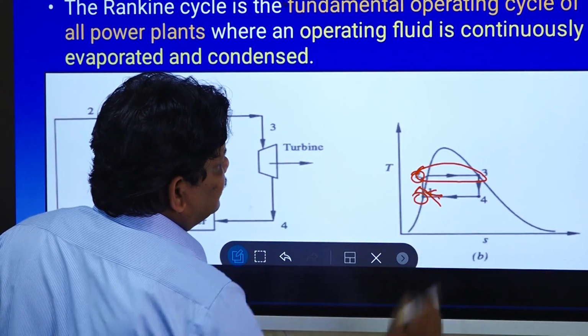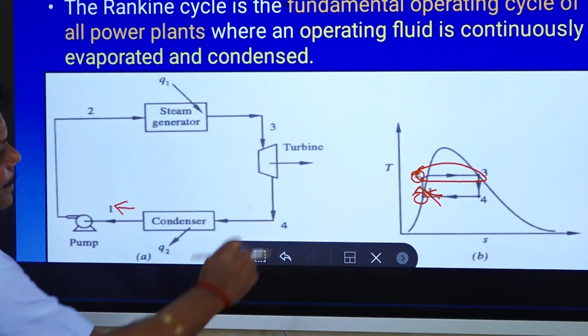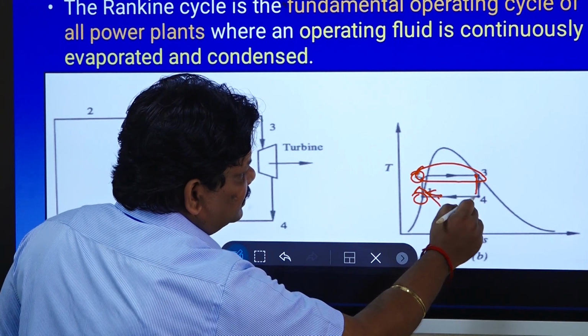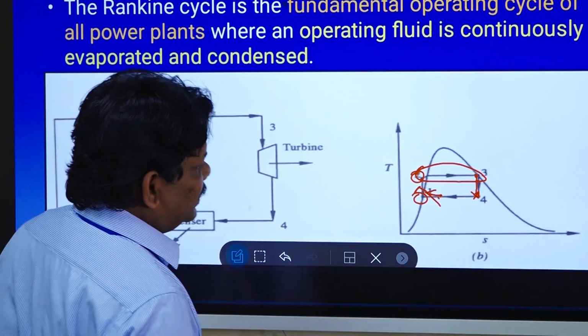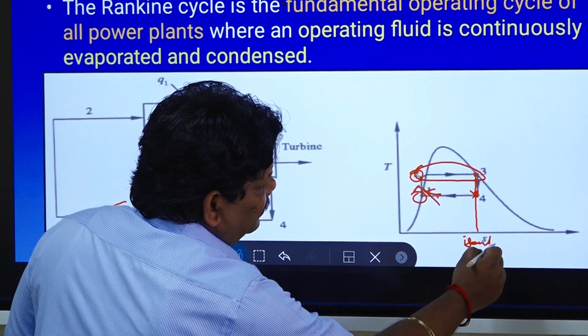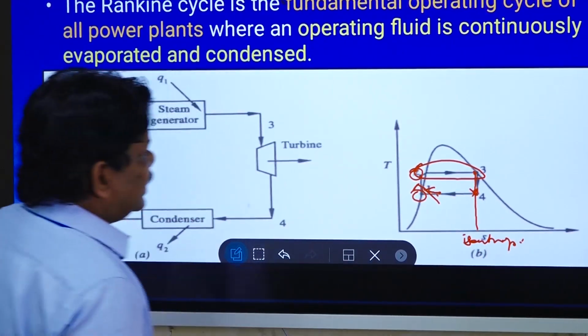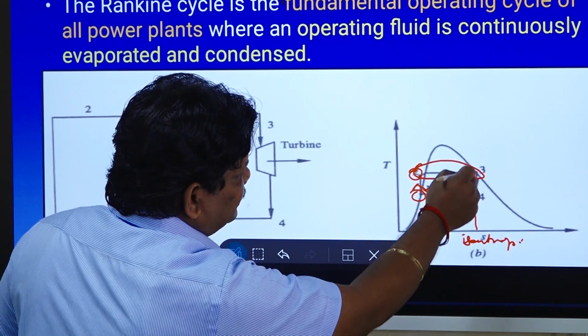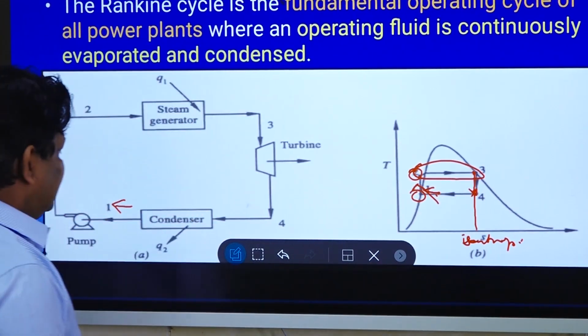That condition refers to the boiler. Then the steam is expanded in the turbine. The expansion takes place isentropically. So the entropy from 3 to 4 remains constant.